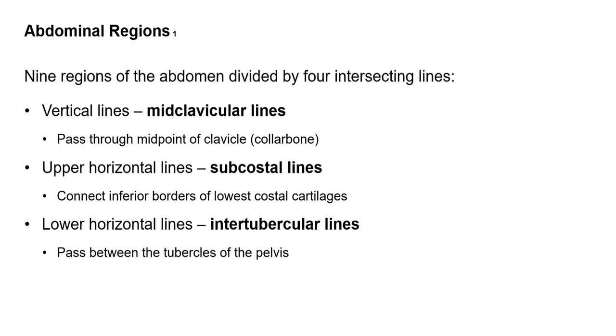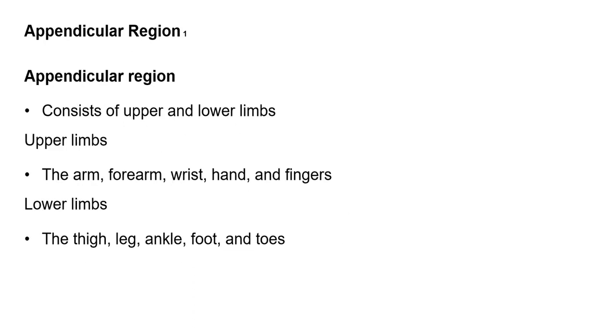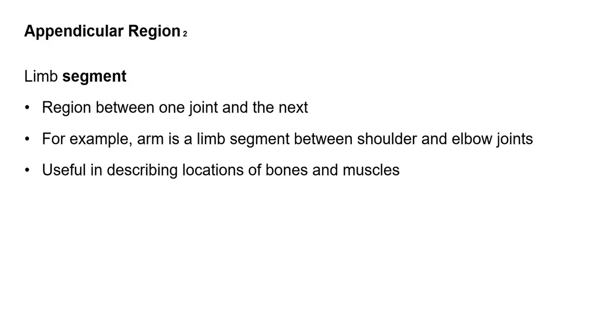The 9 regions of the abdomen are divided by 4 intersecting lines. You have vertical lines, upper horizontal lines, and lower horizontal lines. And you can see that those even are divided into more specific names. So let's take a look together at the appendicular region. Again, the appendicular are your limbs. Your upper limb, of course, I'm sure you know, is divided into your arm, forearm, wrist, hand, and fingers. Your lower limbs are divided into your thigh, leg, ankle, foot, and toes.